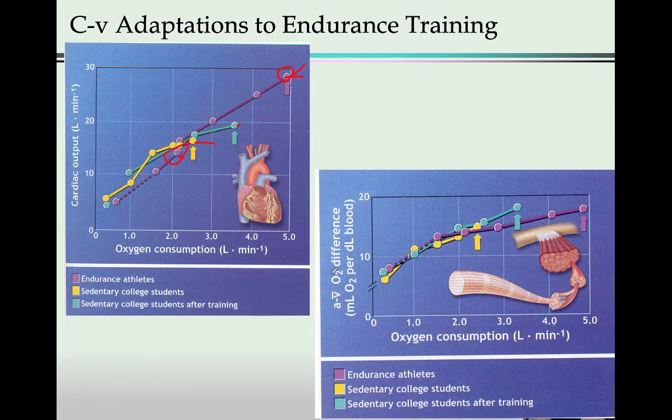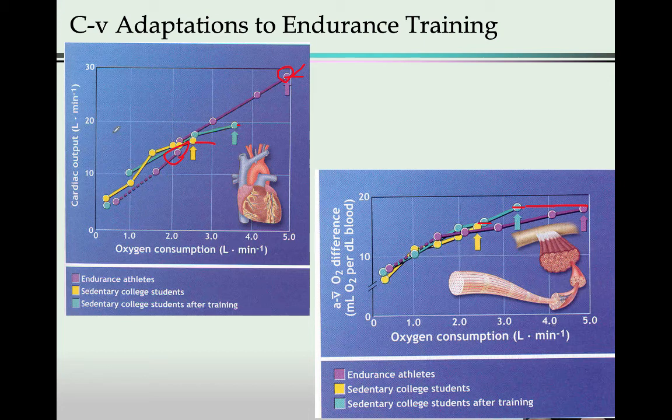And then here's the AVO2 difference. And again, the major change is that AVO2 difference max has increased. So an increase here. Notice that the maximum AVO2 difference for the trained college student is about the same as for the endurance athlete. Now, the endurance athlete, if they can continue to work out hard, could continue to increase that AVO2 difference at maximum exercise a bit more. But that's a very long-term change, and it does indeed take a while.